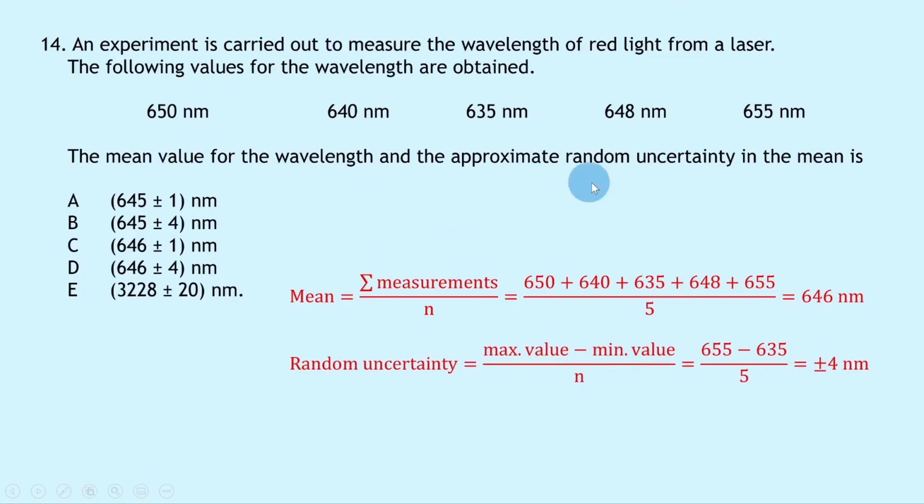So in this case we had 5 measurements, so if we take our maximum value, that's going to be the 655 nanometers, and then subtract the minimum value, which is the smallest value of 635 nanometers, and then we divide by the total number of values here, which was 5 again. So if you put that into your calculator, you should get an answer of plus or minus 4 nanometers for our uncertainty. So if we were to write our mean plus or minus the uncertainty in absolute form, we would get 646 plus or minus 4 nanometers, and you'll see that this gives us the answer D.